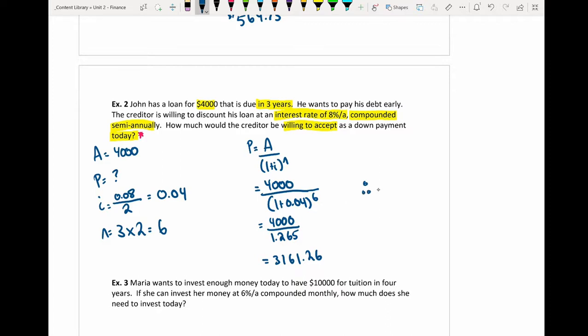So therefore, the creditor will accept $3,161.26 today.